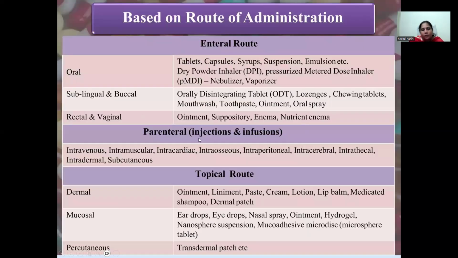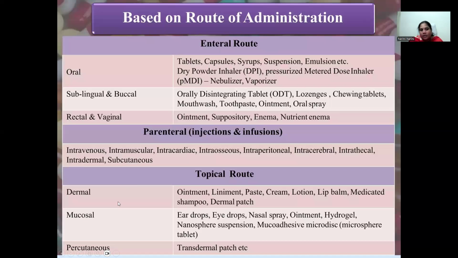Parenteral, as I've said, means the routes other than the enteric route. The things which come under parenteral are intravenous to the veins, intramuscular to the muscles, intracardiac to the heart muscles, intraperitoneal to the layers of the brain, intracerebral in the brain, intrathecal also in the brain, intradermal on the skin, and subcutaneous under the layer of the skin.